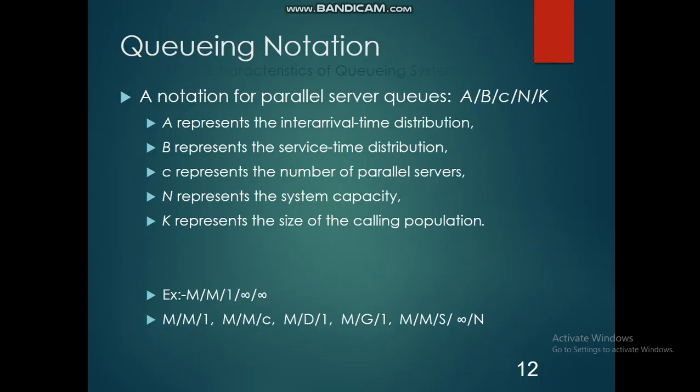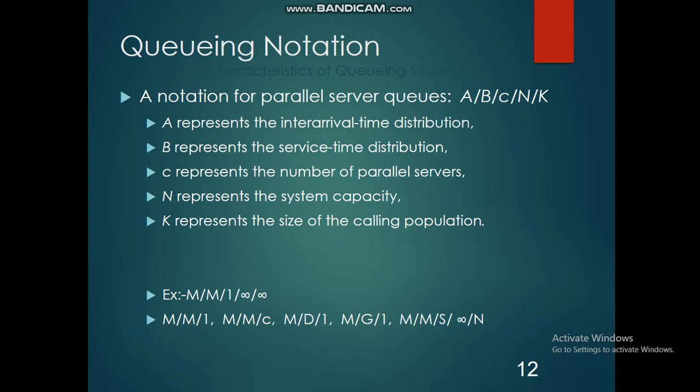So let us go for the next topic in queuing models, that is queuing notation. So how to represent a parallel server queue? To represent this, there is a notation here, that is A/B/C/N/K. So what is A here?